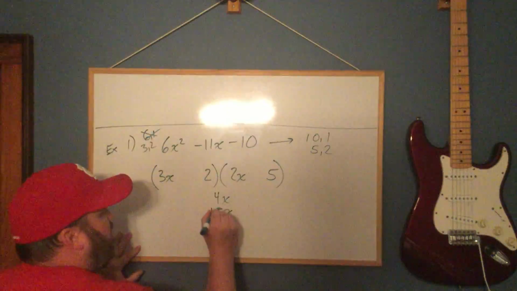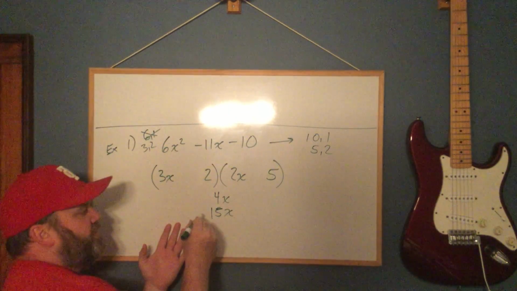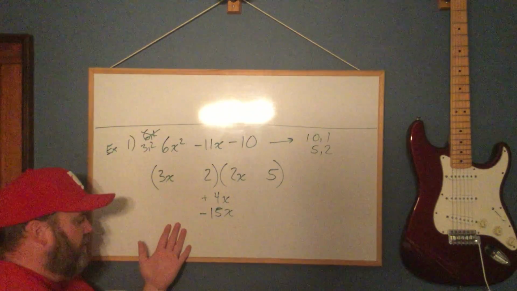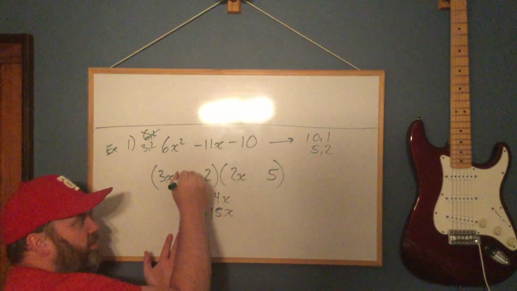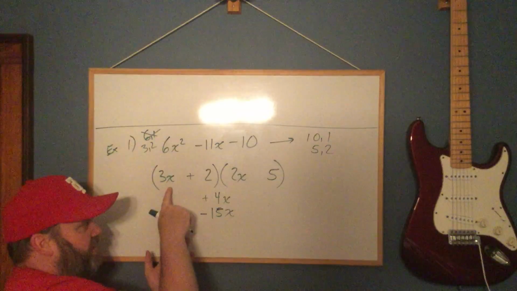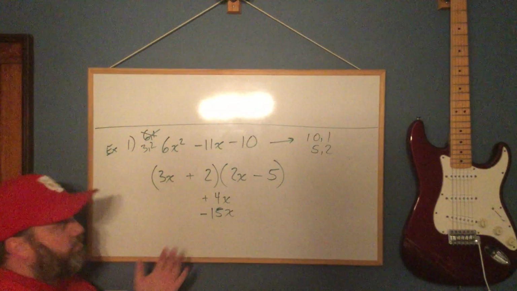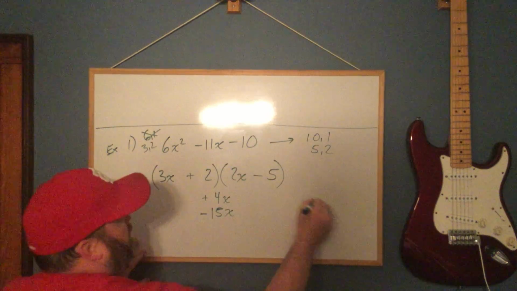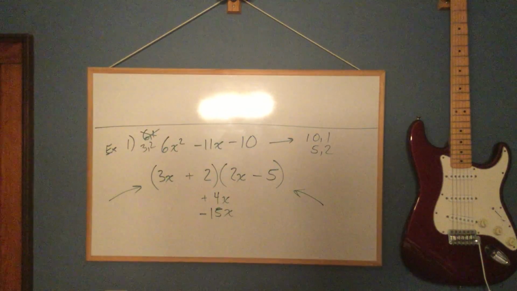Now, that happens to be a negative 11, which means I need my bigger number to be negative, so that has to be negative 15, and that has to be positive 4. Well, in order to get a positive 4, 2 times 2 has to be positive 2 times positive 2, and 3 times 5 needs to be times a negative 5. So there are my two factors: 3x plus 2 and 2x minus 5.